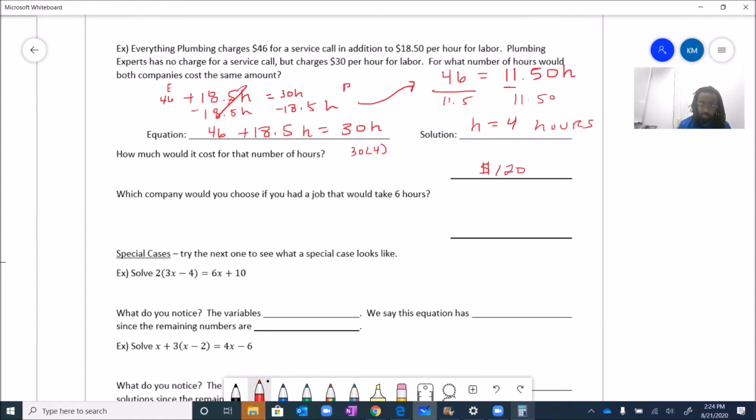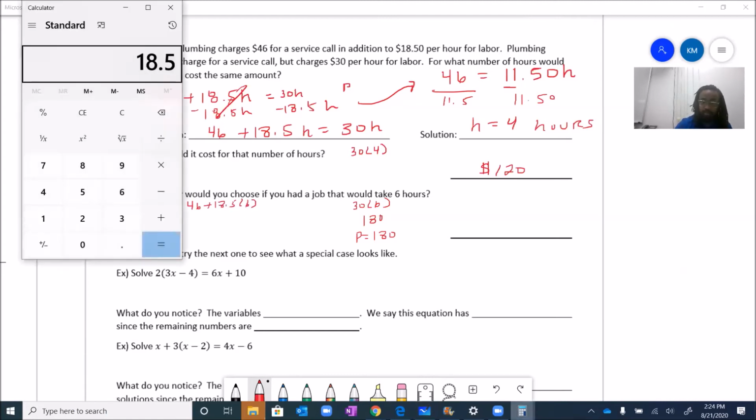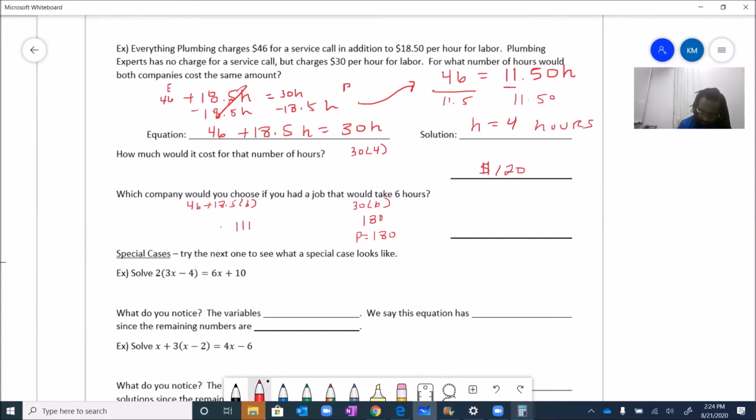Again, this 30H one's pretty easy. 30 times 6, and that's the Plumbing Experts. Plumbing Experts would cost $180 at 6 hours. For Everything Plumbing, we have 46 plus 18.5 times 6. Okay, again, using my calculator, 18.5 times 6 gives me 111 plus 46, and that gives me 157.